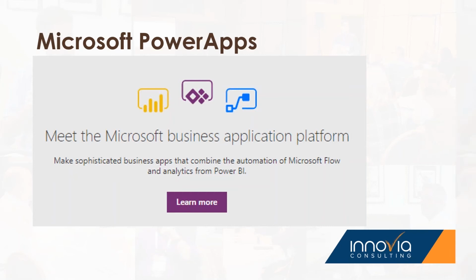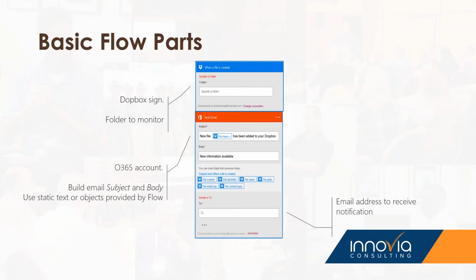And just to let you know where it fits in. Again, if you can equate that Lego Mindstorms slide with this, there are two basic parts: a trigger and an action. In this case, the sample is when a file is created in Dropbox for a particular folder, then send an email and add appropriate information so that the person receiving this email can determine what needs to be done, if anything.